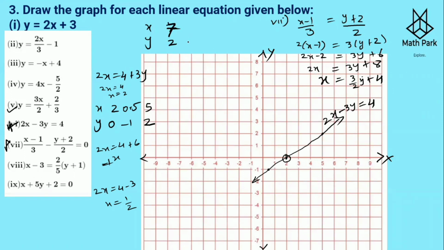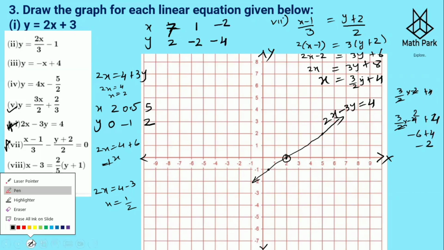If you put y is equal to minus 2, so this becomes 3 upon 2 into minus 2 plus 4. So this is minus 3 plus 4, which is 1. So you get x is equal to positive 1. So if you put y is equal to minus 4, so 3 upon 2 into minus 4 plus 4, the 2 ones are 2, twos are, this is plus 4. 3 times minus 2 is minus 6 plus 4, which is minus 2. So you get x is equal to minus 2. And these many points are enough for us to plot.